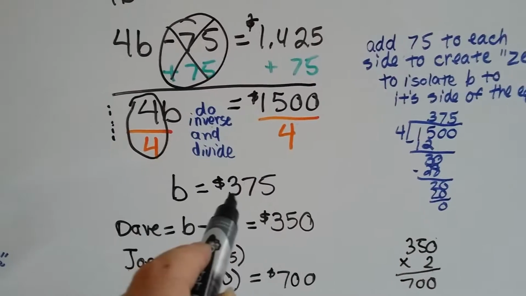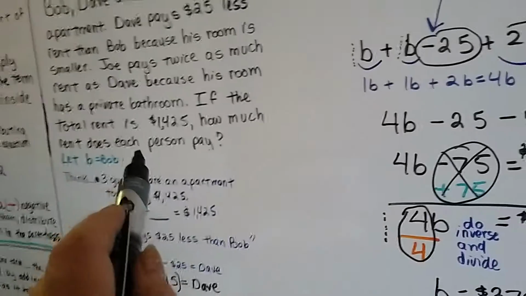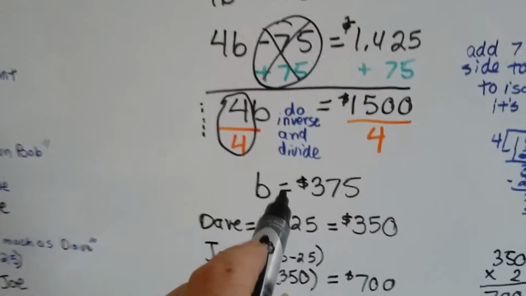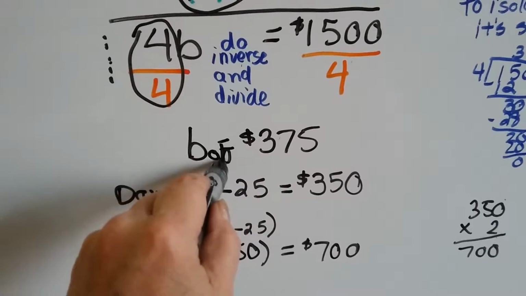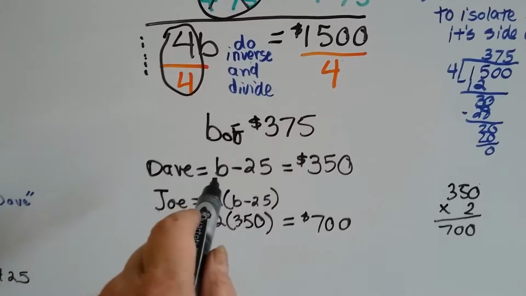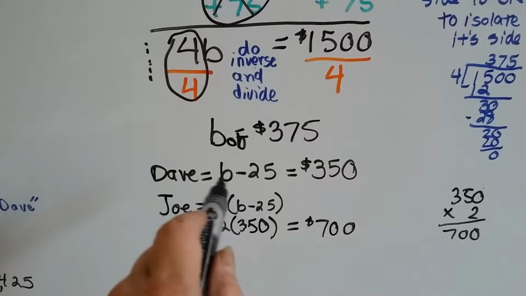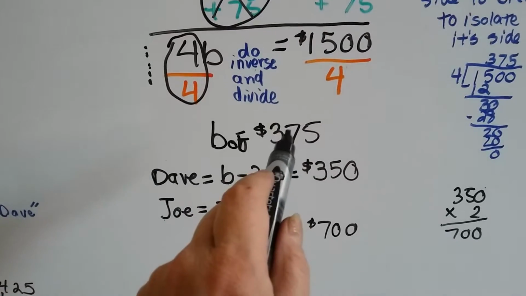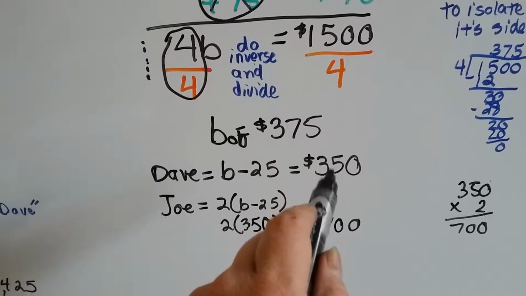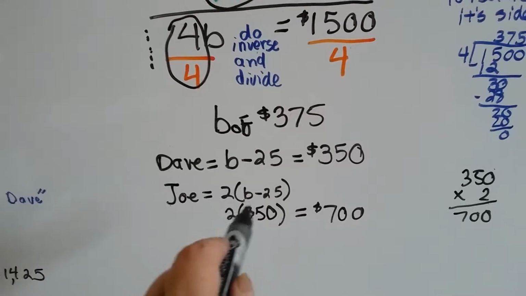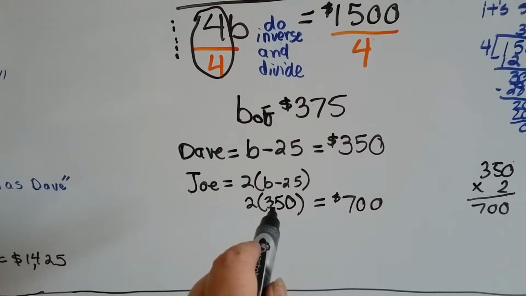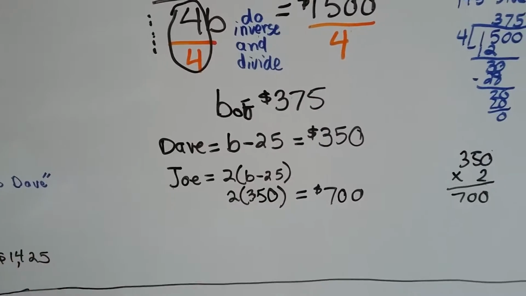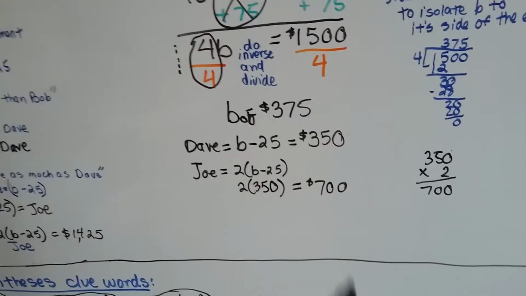So we know b is 375, and b stands for Bob. So Bob is 375, okay? Well, if Dave is Bob minus 25, then Dave must be 25 less than this, or 350. And Joe is 2 times Dave, so if Dave is 350, Joe must be 2 times 350. Joe's 700. And now we know how much rent each one is paying.